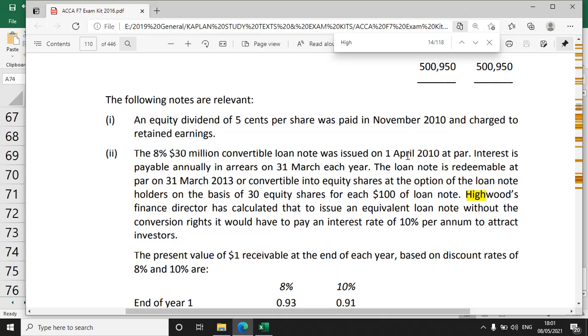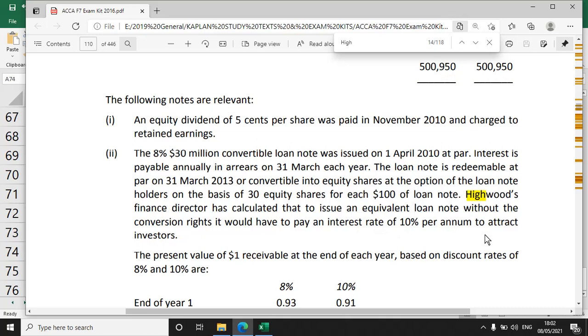We did this exactly 1 year ago, because if we're reporting 31st March 2011, then it means that we are actually exactly 1 year away from the reporting date. Okay, so the 8% 30 million convertible loan note was issued 1st April 2010 at par. Interest is payable in arrears on a yearly basis on 31st March each year. The loan note is redeemable at par on 31st March 2013 or convertible into equity shares at the option of the loan note holders on the basis of 30 equity shares per 100 loan notes.